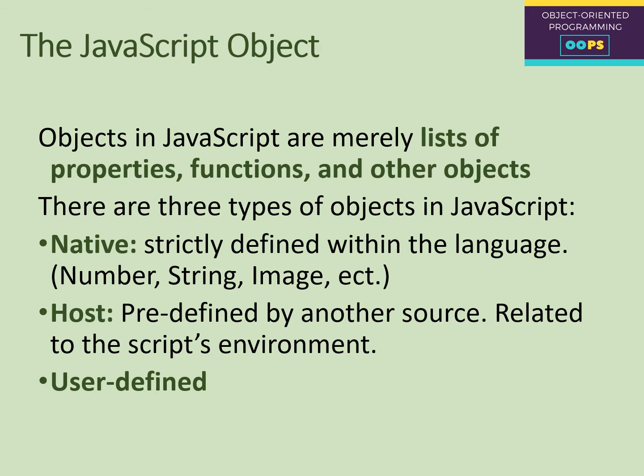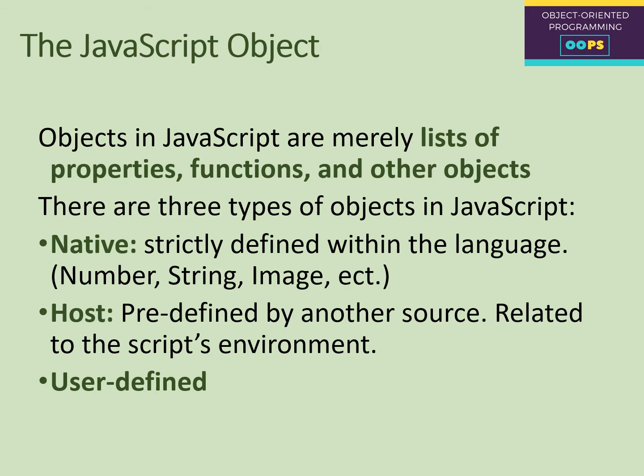And while we were discussing the concept of data types in JavaScript, there also we treat array as an object and object facilities are there. So JavaScript objects have some properties and functions. Objects in JavaScript are merely a list of properties, functions and other objects. And there are mainly three types of objects in JavaScript: native objects, host objects and user defined objects.